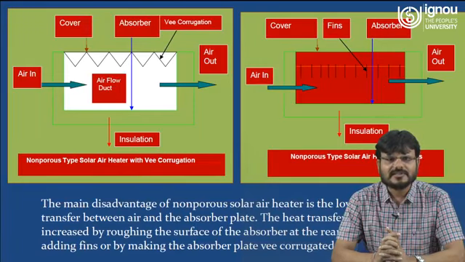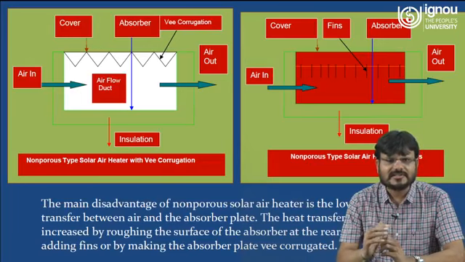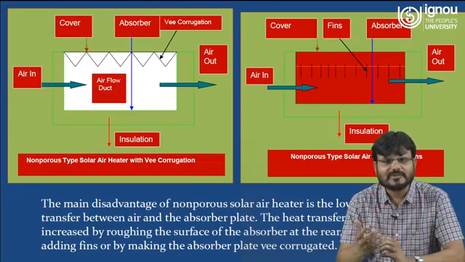Here you can see the air is coming inside of the chamber and there is a cover at the top and there is a V corrugation just below the cover and absorber at the base. So here this air is coming inside of the chamber, heat associated with the absorber is transferred to the air, and due to this V corrugation you are able to increase the heat transfer coefficient to the air. Similarly, a number of fins are used.